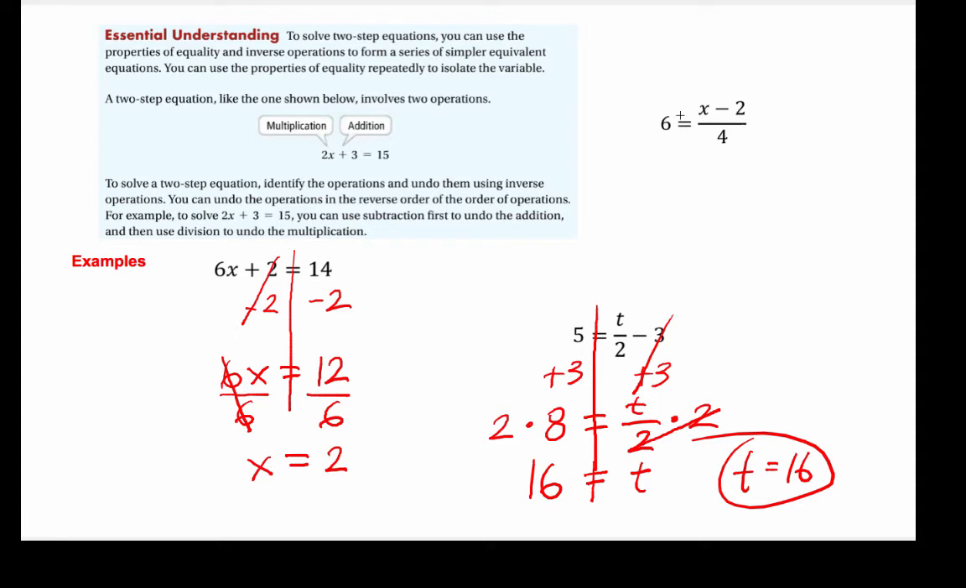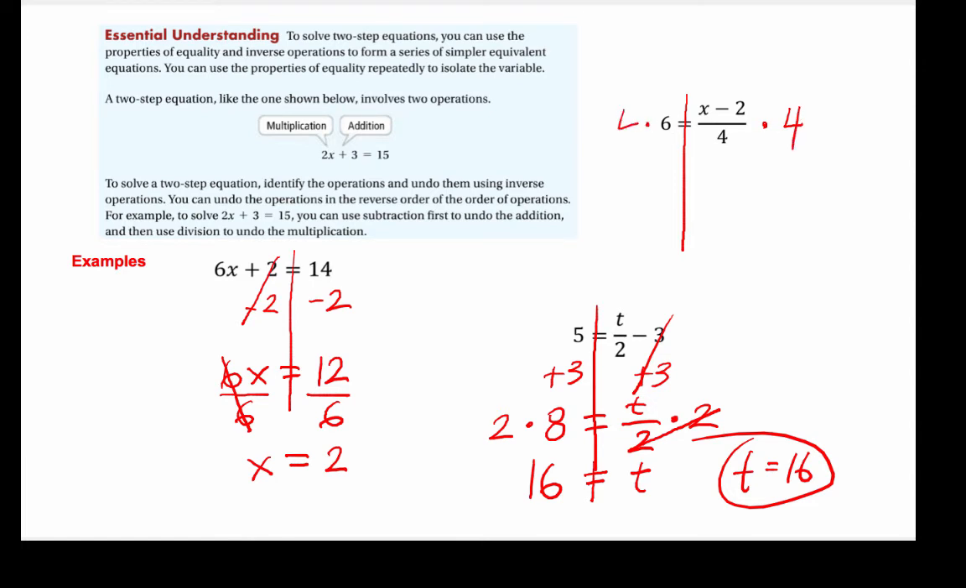Here's our third example. 6 equals x minus 2, all that divided by 4. So just a little different looking problem here. X is in the numerator of this fraction. So if x is in the numerator of a fraction, our first goal would be to get rid of the fraction. Since all of this is being divided by 4, we'll do the opposite of divide by 4. We will multiply by 4 on both sides.